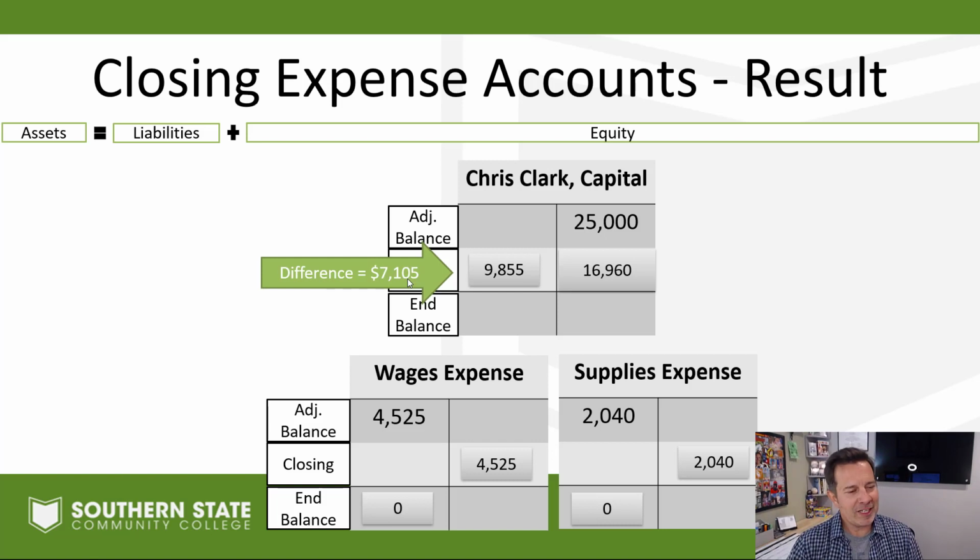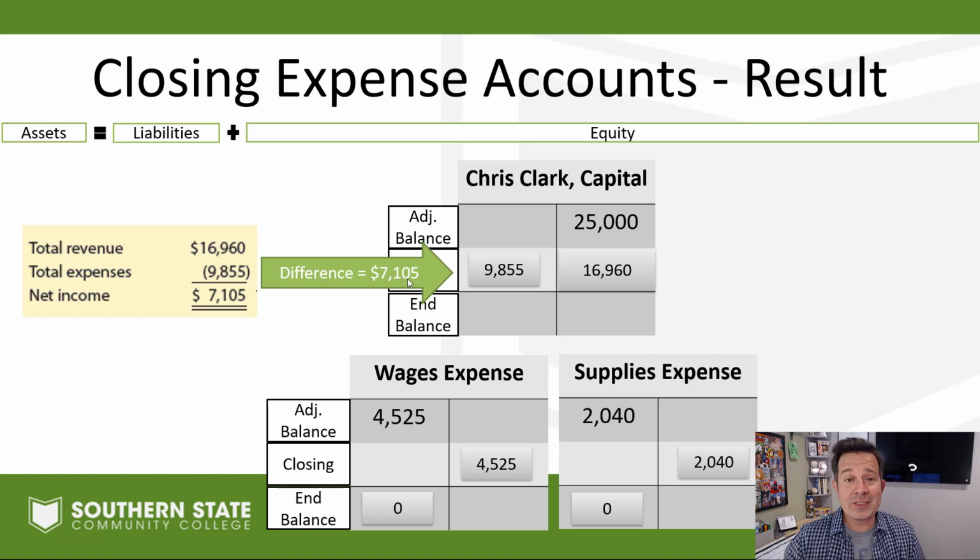All right, so hopefully you've had a chance to think about that. If you got an answer, what does that $7,105 amount represent? It represents net income, doesn't it? Revenues have been dumped into capital. Expenses have been dumped in on the other side of capital, on the debit side. The difference between the two, revenue and expenses, is net income. We've dumped our net income into the capital account. And so we've closed out revenue and expenses.